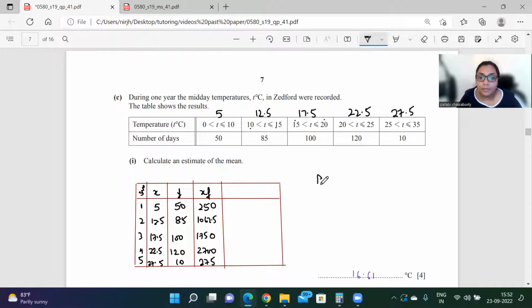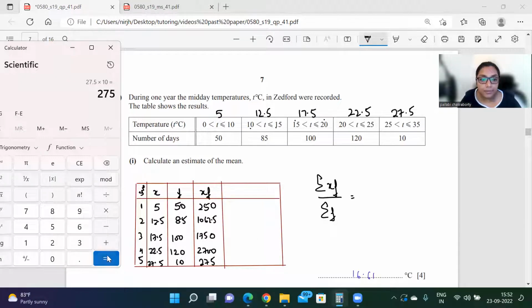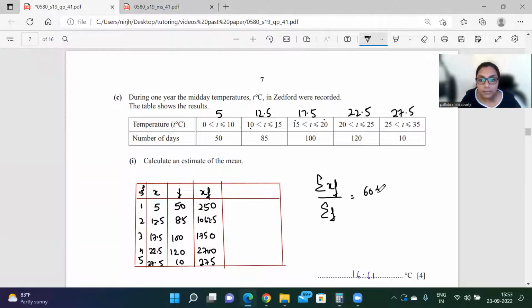So what will be the mean? Mean is given as the summation of XF over the summation of F, right? That is, if you add this, so let's quickly add this. So we have 275 plus 2700 plus 1750 plus 1062.5 plus 250. So the total comes out to be 6037.5. Let's write that down over here, 6037.5.